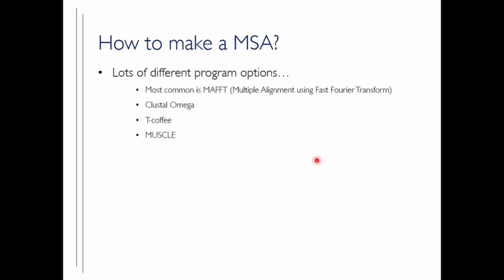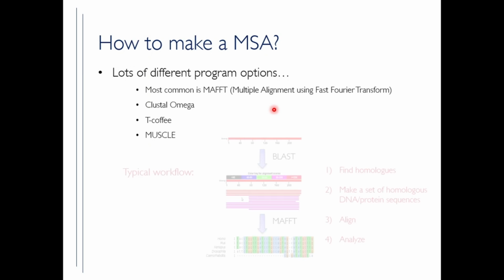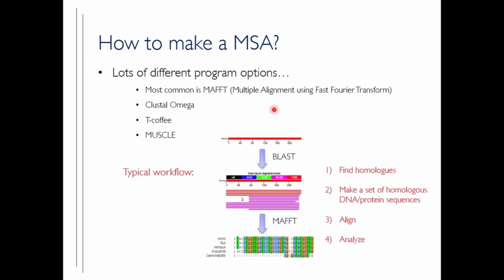So how do you make a multiple sequence alignment? Well, there are lots of different programs. We're going to use something called MAFFT, which stands for Multiple Alignment using Fast Fourier Transform, rolls off the tongue. And the typical workflow would look like this. You would essentially, first of all, find homologs. We've done that using BLAST. Once you've got homologs or potential homologs, you make a set of those sequences in a text viewer. You then align them using a program, in this case MAFFT, and you analyze the results, looking at them in a nice little table like this.